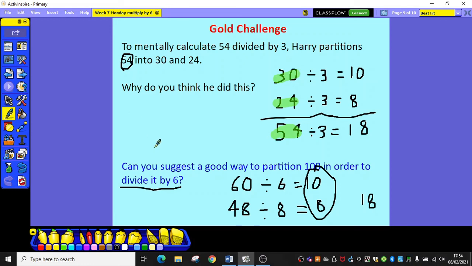Another little strategy you could do is you could have actually written out your multiples of 6 if you weren't feeling quite so secure with them. Okay, I won't write all of them out, but again, hopefully if you've chosen the gold challenge, then you are secure with your multiples of 6.